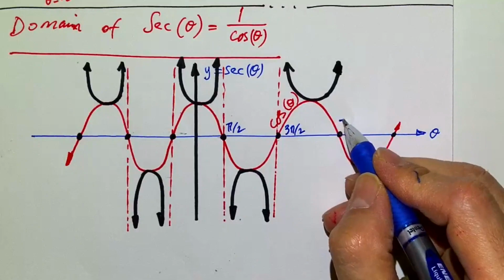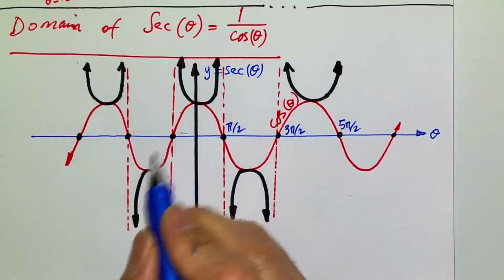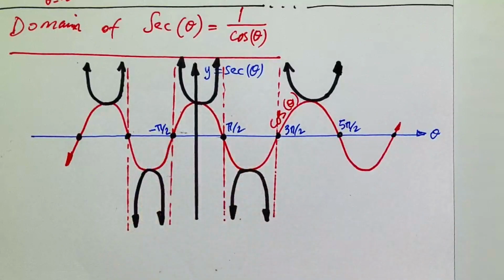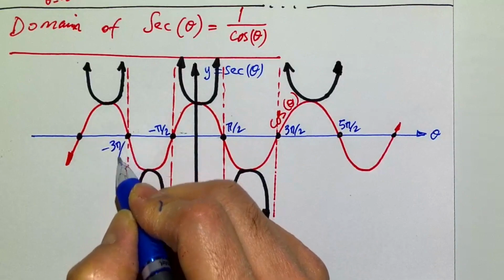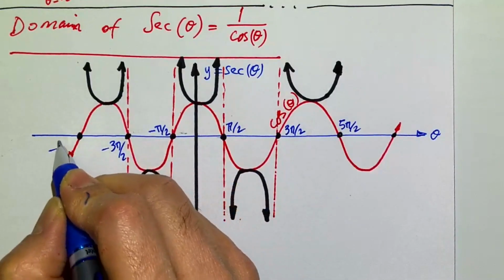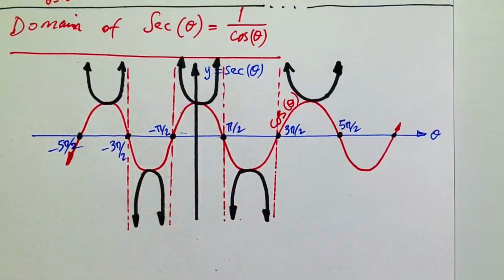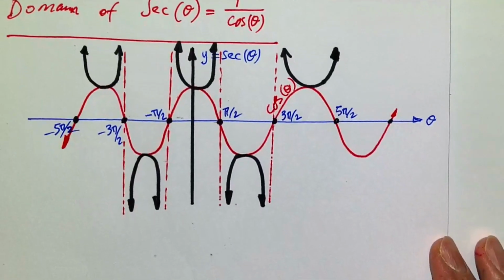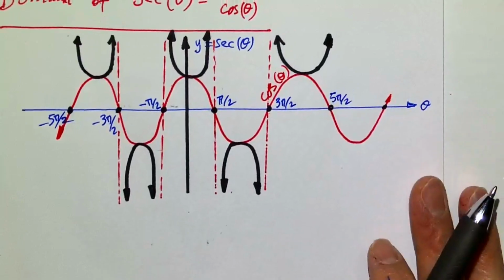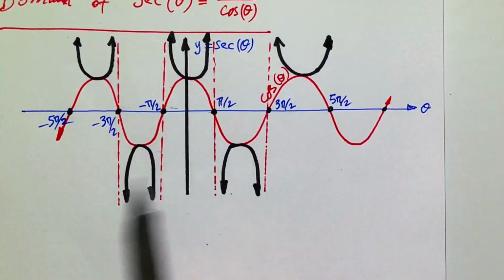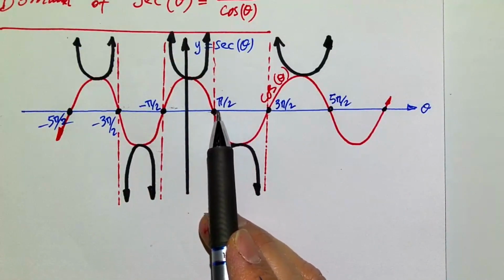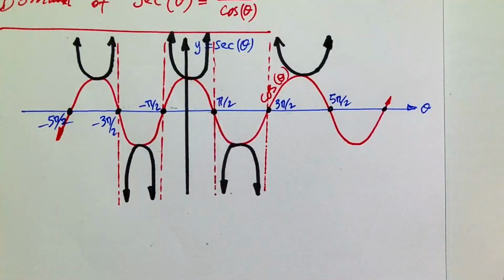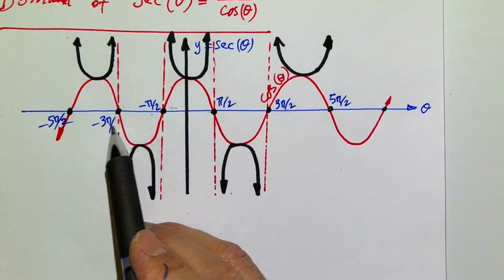And this would be 5 pi over 2, and so on. On this side, we'll have minus pi over 2, right? And then minus 3 pi over 2 and minus 5 pi over 2, and so on and so forth. Okay? So you can see right away that the domain of the secant function is all real numbers except anything that goes through pi over 2. Pi over 2, minus pi over 2, minus 3 pi over 2, and so on.